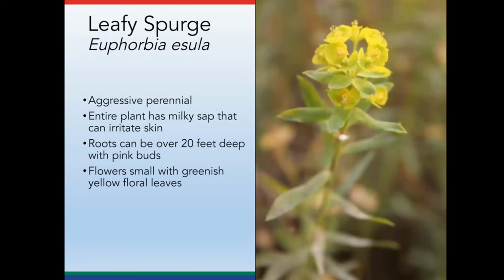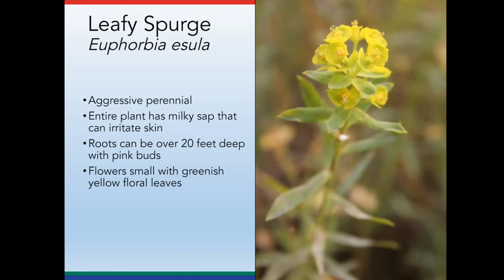So next we move on to leafy spurge. Most Western weed managers' nemesis is leafy spurge because of its perennial root system. So it is an aggressive rhizomatous perennial plant. The entire plant has a milky latex, which has been known to be an irritant for skin or an irritant for livestock if they eat a whole lot of it. The roots can be over 20 feet deep and will have numerous adventitious pink buds out of them.